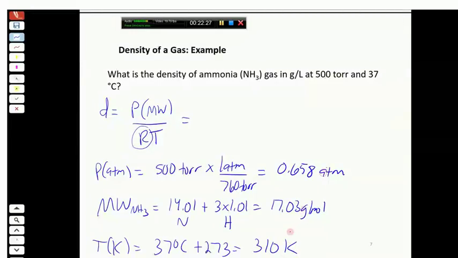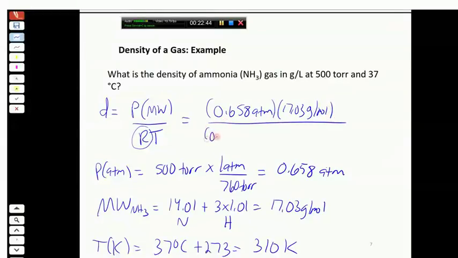All right, so these are the three terms we need in their correct units. And so we're going to go ahead and put those back into this equation. 0.658 atmospheres, 17.03 grams per mole. R is 0.0821. And then the temperature we determined was 310 Kelvin. All right, so paying attention to the units we have here, atmospheres cancel, Kelvin cancels, moles cancel, and we're left with a number, 0.440, with the units of grams per liter.